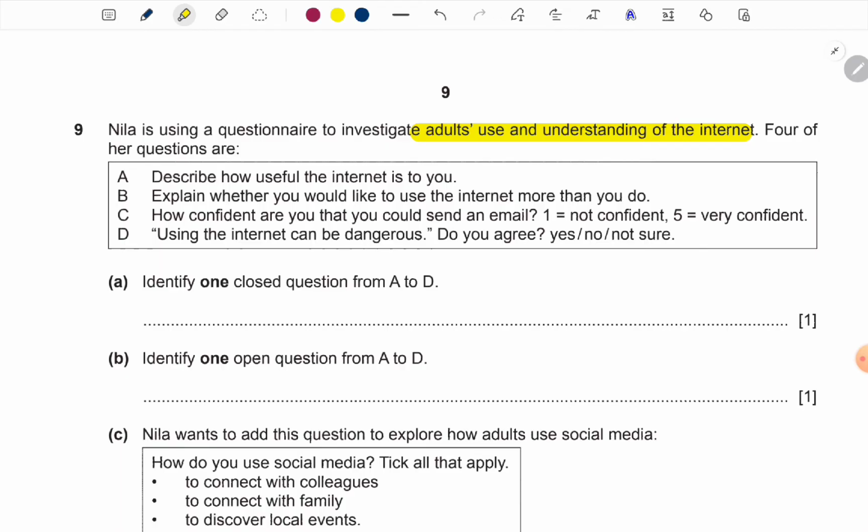Four of her questions are: A. Describe how useful the internet is to you. B. Explain whether you would like to use the internet more than you do. C. How confident are you that you could send an email, 1 being not confident and 5 being very confident. D. Using the internet can be dangerous. Do you agree? Yes or no or not sure.